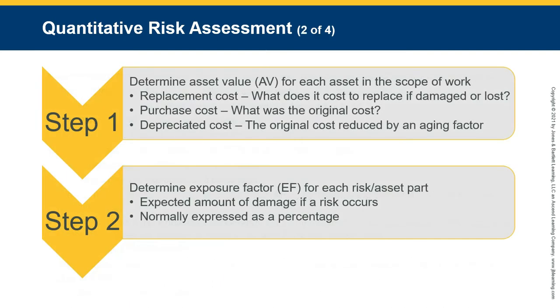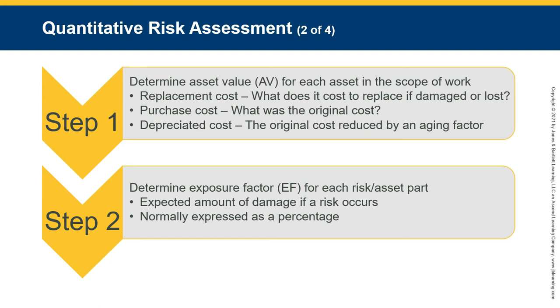Quantitative risk assessment, 2 of 4. Step 1: determine asset value for each asset in the scope of work. Replacement cost: what does it cost to replace if damaged or lost? Purchase cost: what is the original cost? Depreciation: the original cost reduced by the age factor. Step 2: determine exposure factor.